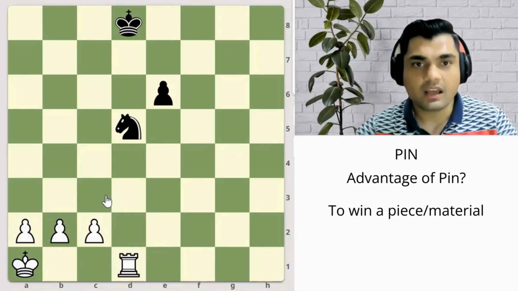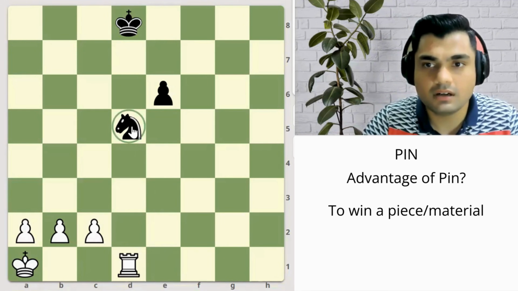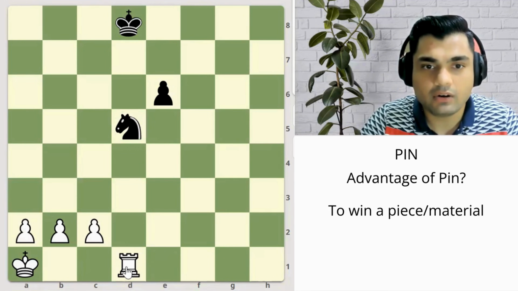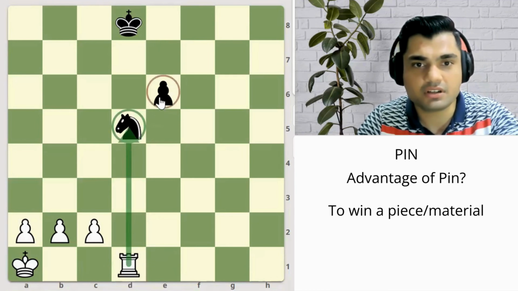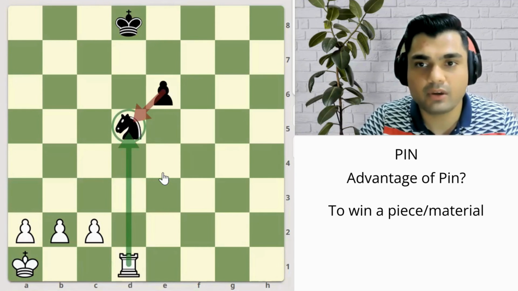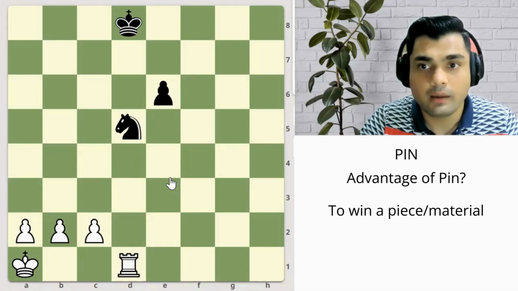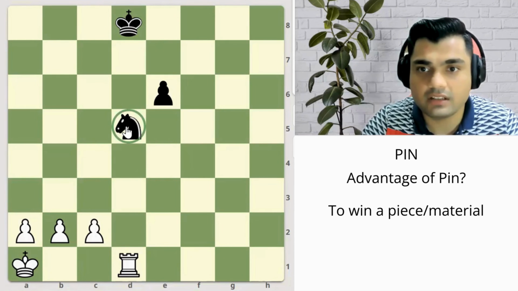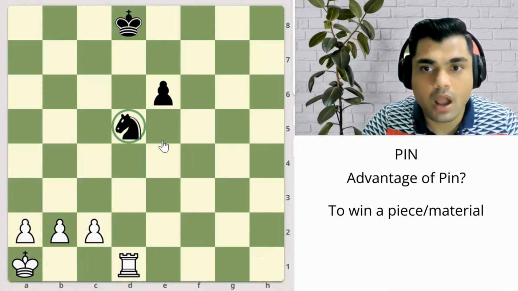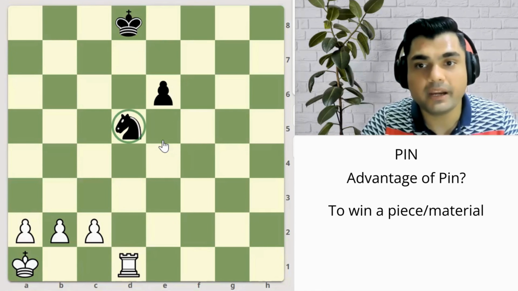Okay, now here the piece is pinned, the knight is pinned. I cannot capture the knight directly because if I capture, the pawn can capture my rook, and here I am losing. But now I have found the pinned piece. I know that the knight is pinned. So what would I do? I would pile up on the pinned piece.